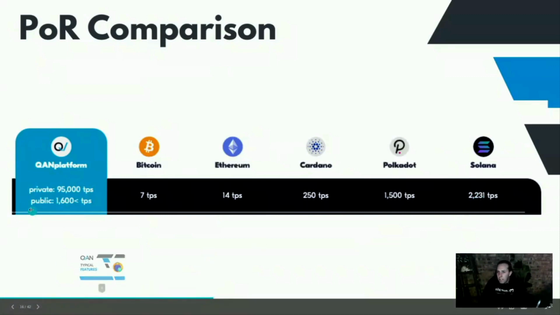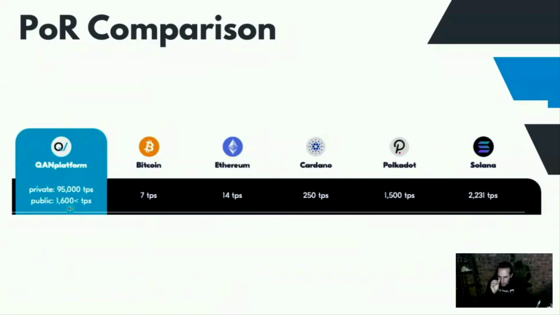Okay. And if you look over here, with QANplatform, you're looking at around 1,600 or less than 1,600 on their public blockchain. But then you've got 95,000 transactions per second when it comes to private blockchains. All right. And we'll get to that in a moment, why we're focusing on the private blockchains. But something that I'm not showing you as well is that when you do a hybrid of private and public transactions using QANplatform, the transactions per second, for some reason, span into the millions. I don't know the details of it, but it's in their documentation. You must go read it up. I'll give you the link to it at the end of this.